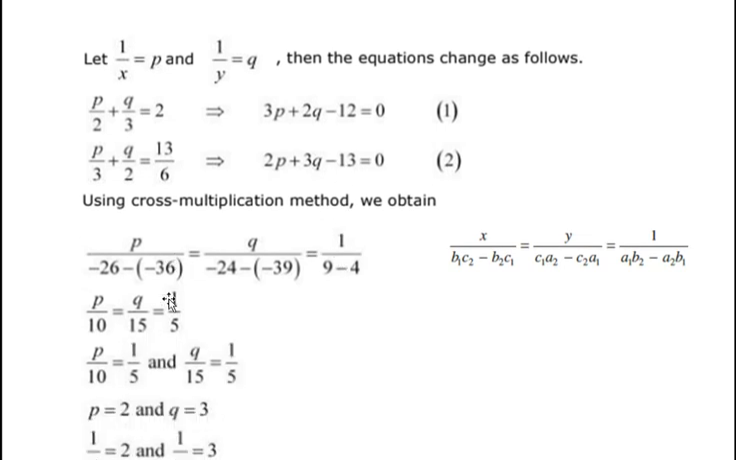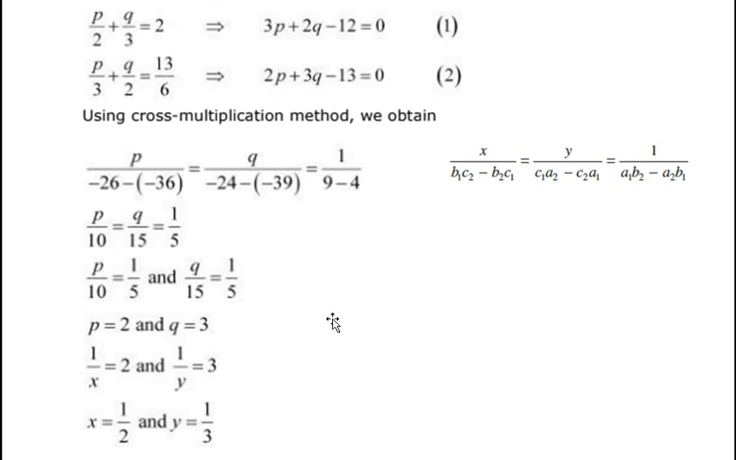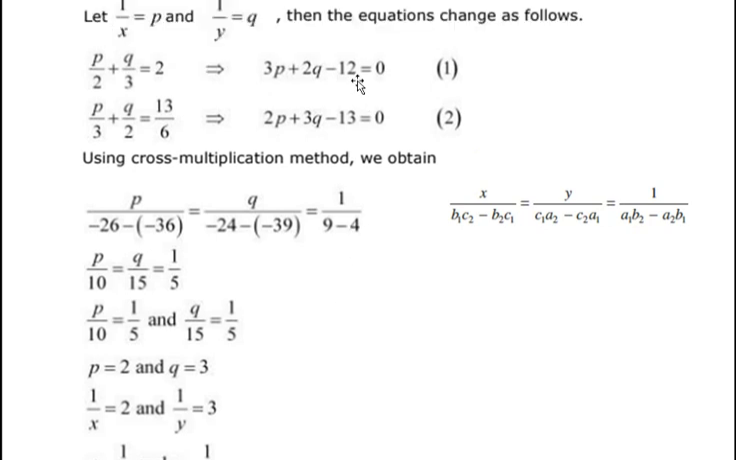Now here it has been shown by cross multiplication method. Again I am telling you, you can use any method when you get these equations. If you want the elimination method or substitution method, then you have to change the equations: 3p plus 2q is equal to 12, 2p plus 3q is equal to 13, then you have to solve. But here there is no need to change these equations.